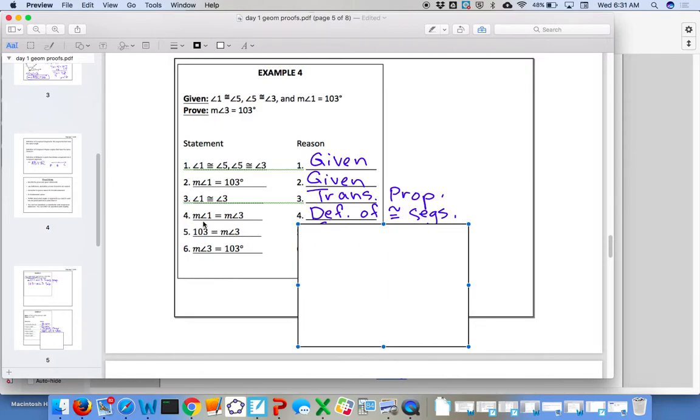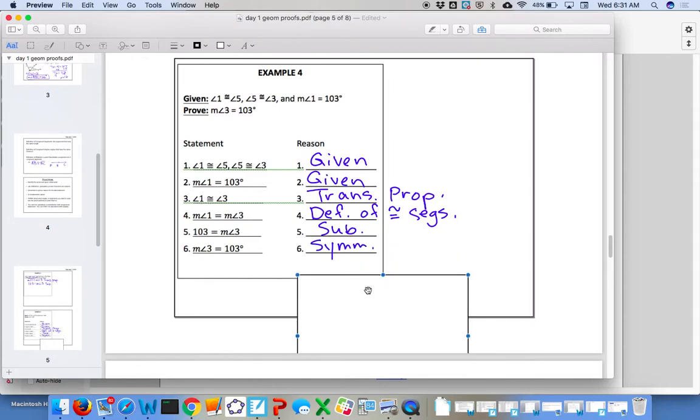And then I can use substitution because I know that the measure of angle 1 is 103. I can replace this statement on step 4 where it's got measure of angle 1 with 103, which is just substitution. But then this isn't in the right order. This does not match what I was asked to prove. So to be able to switch those two pieces around, I'm going to use the symmetric property.